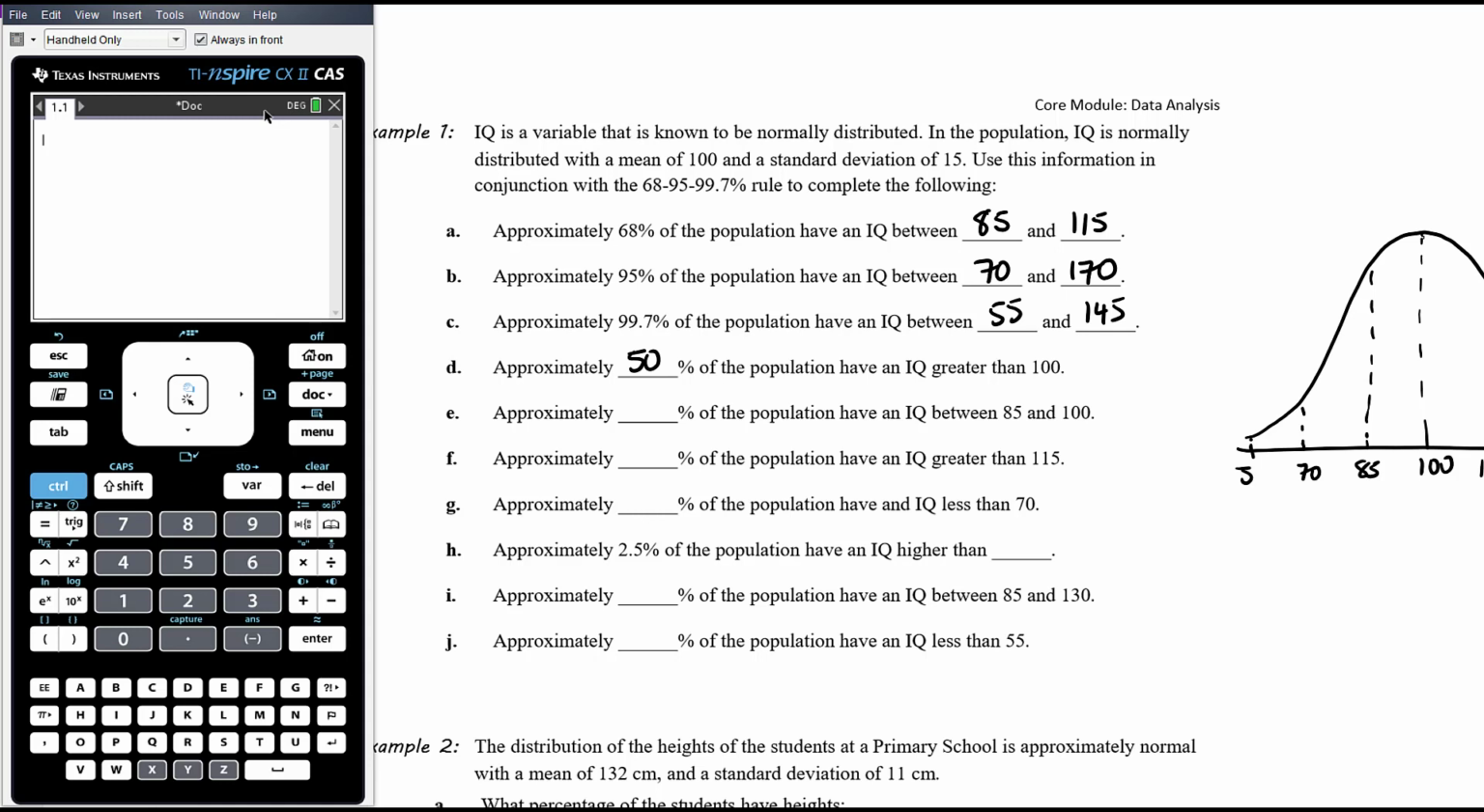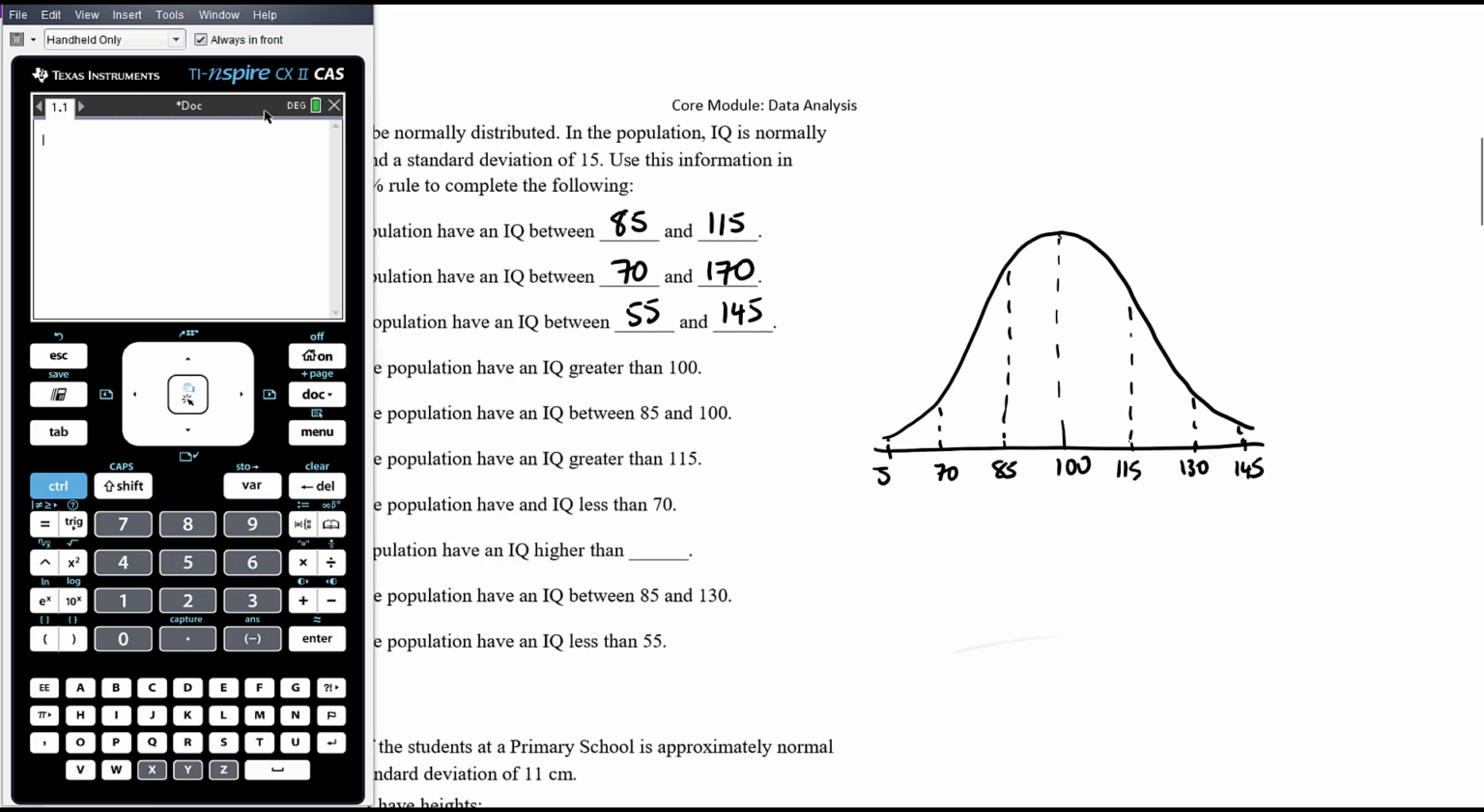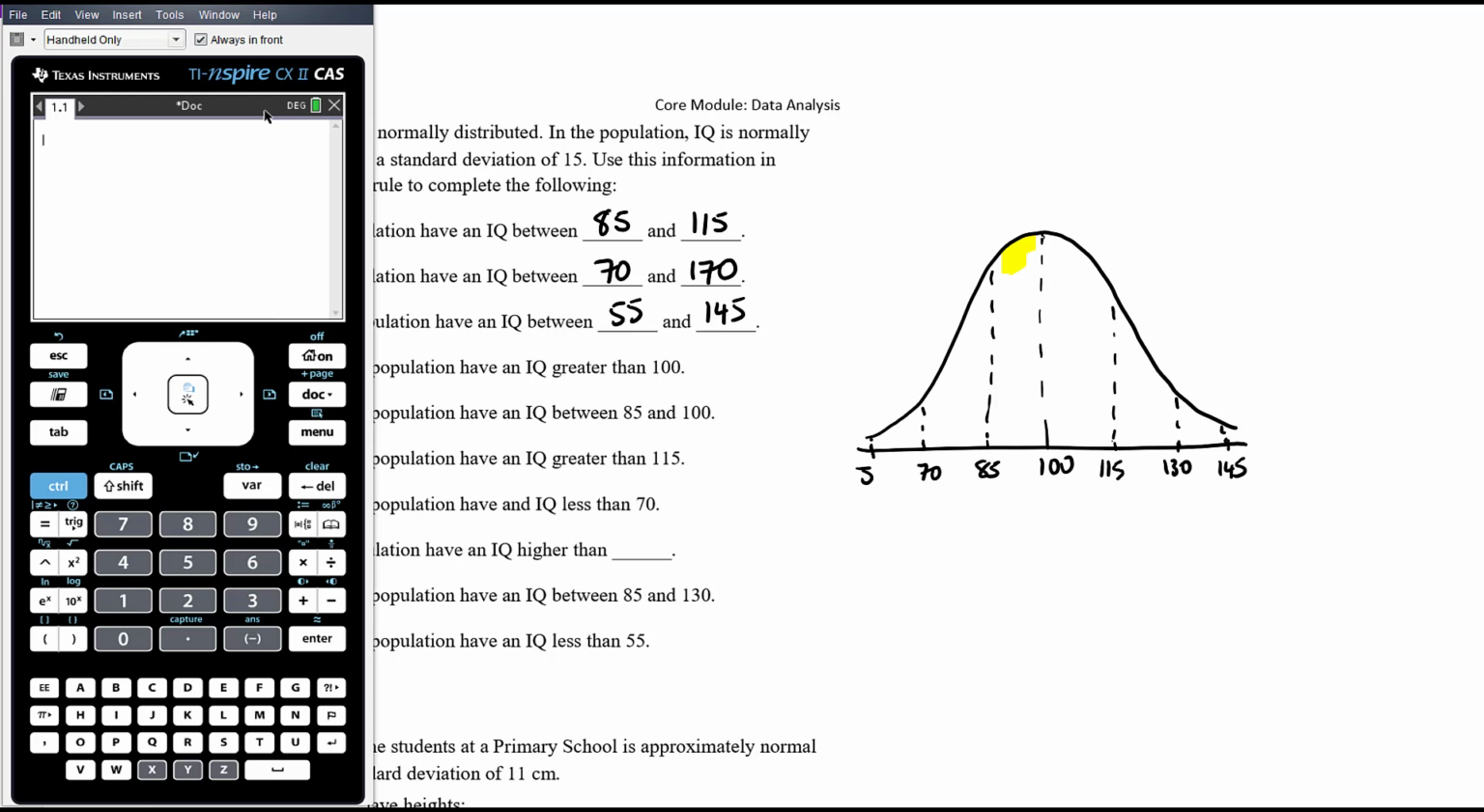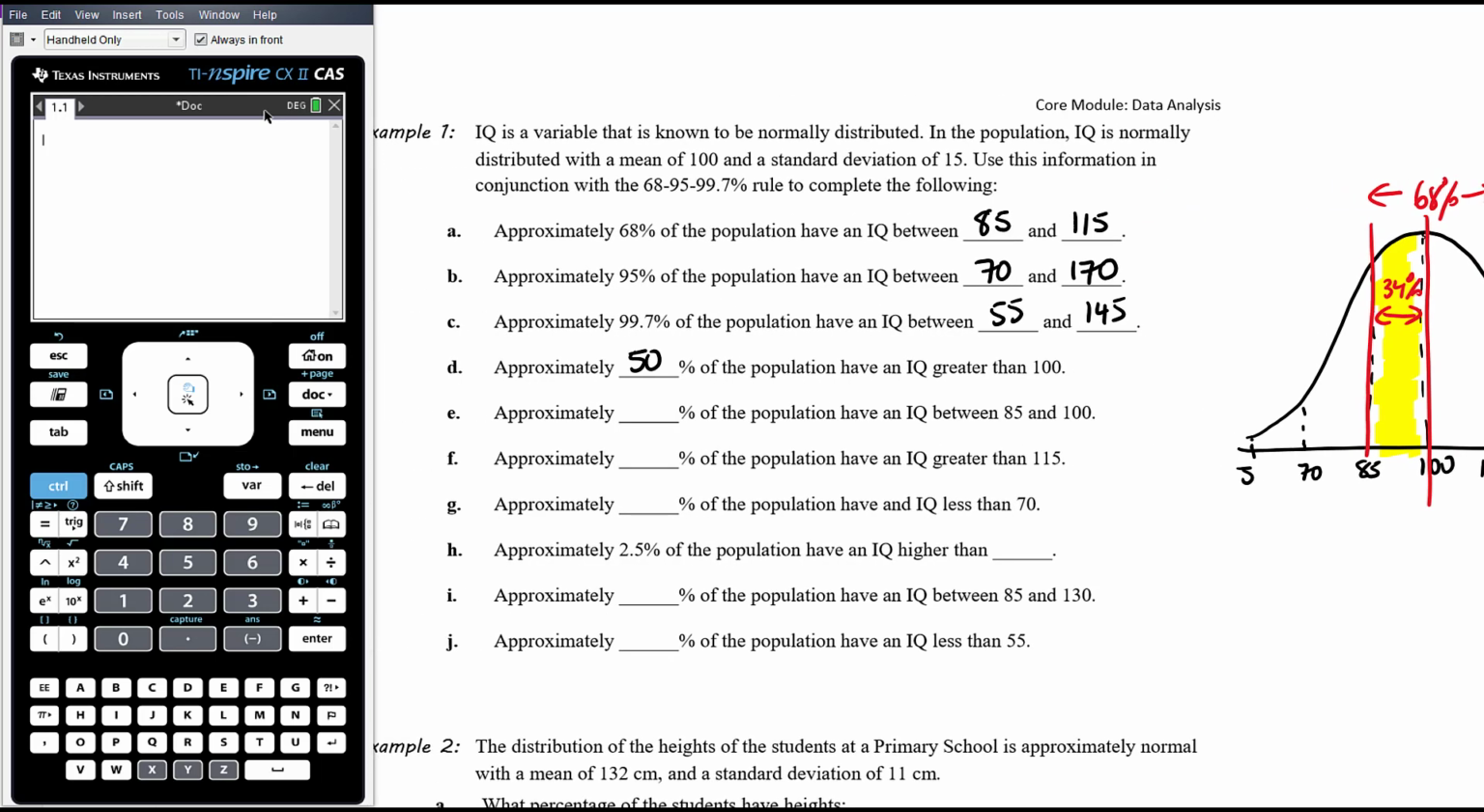Okay, part E, approximately what percentage of the population have an IQ between 85 and 100? Okay, so between 85 and 100 is this section in here. What we've got to think about is that we know that between 85 and 115, that's 68% from there to there, and we know that the mean is halfway. So therefore, this must be half of 68, which is 34% in there. Okay. So approximately 34% of the population have an IQ between 85 and 100.